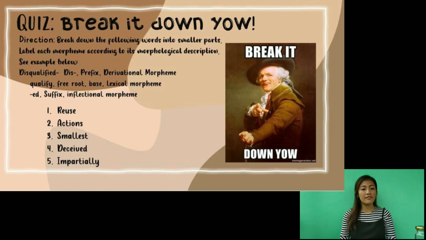First, we have dis, which is the prefix and a derivational morpheme. And we have qualify, which is a free root and base and a lexical morpheme. And lastly, we have ed as a suffix and inflectional morpheme. There are 5 words which you are going to segment according to their morphological description: reuse, actions, smallest, deceived, and impartially. This quiz will be passed next meeting.